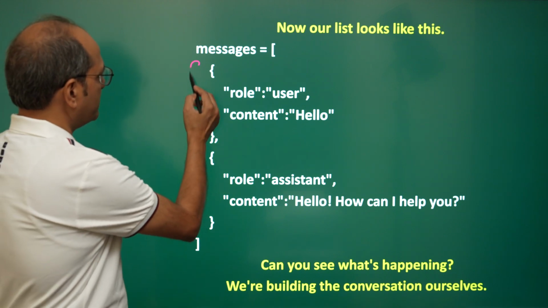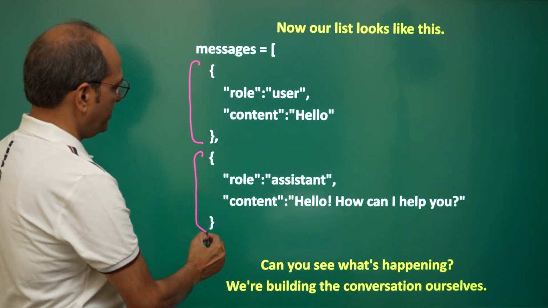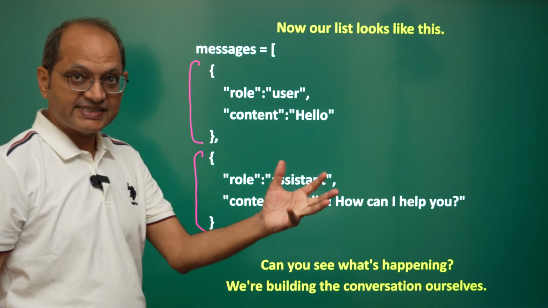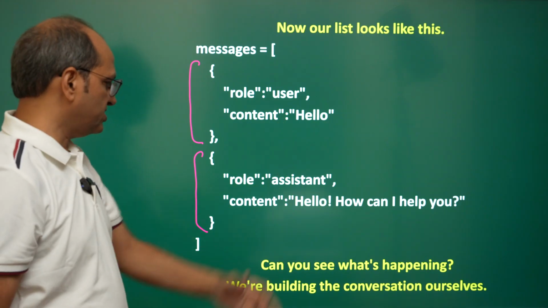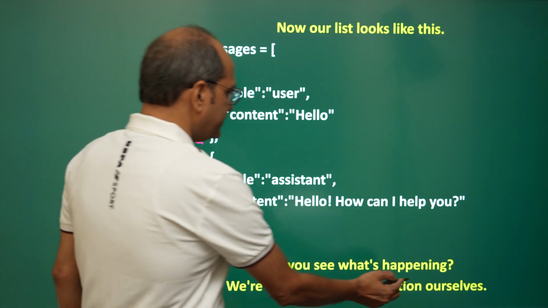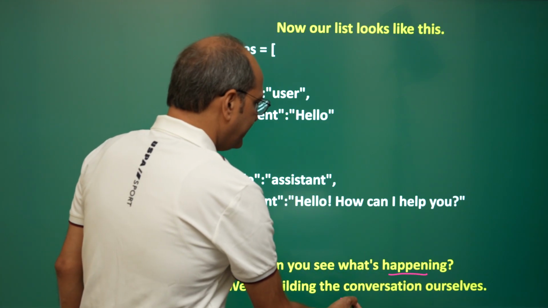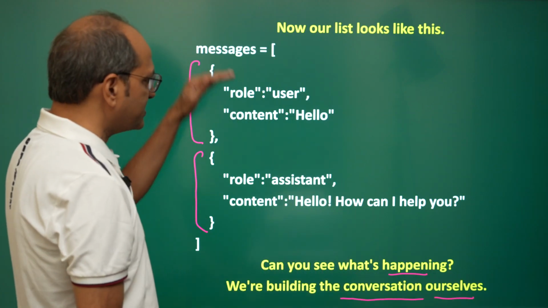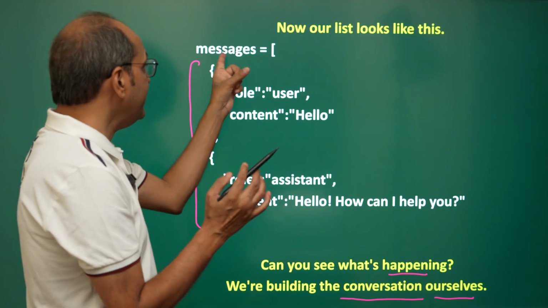So this is the first message. This is the second message. And we wanted something like that: the entire context, the entire conversation. Can you see what is happening? We are building the conversation ourselves. So the entire conversation we are building in a list.